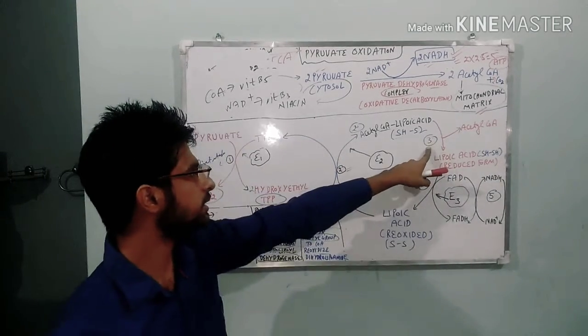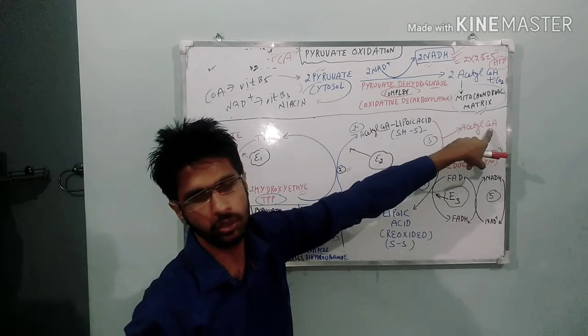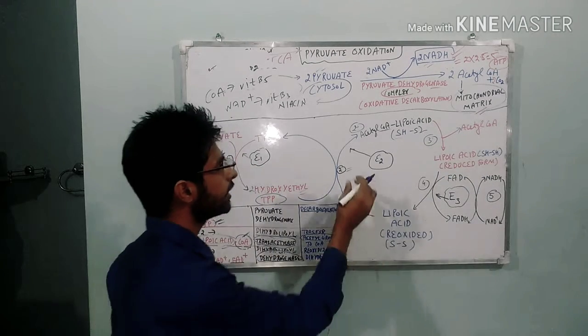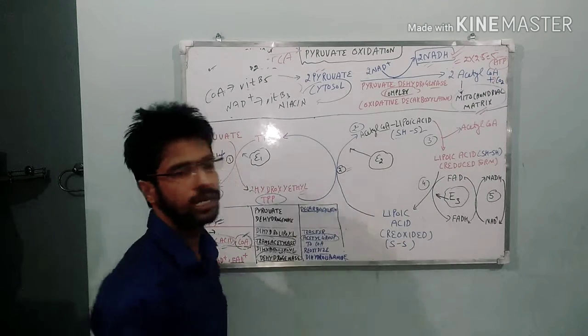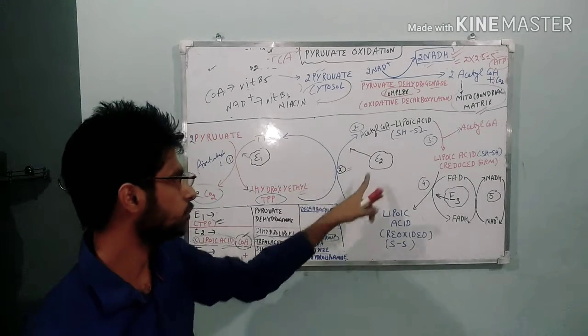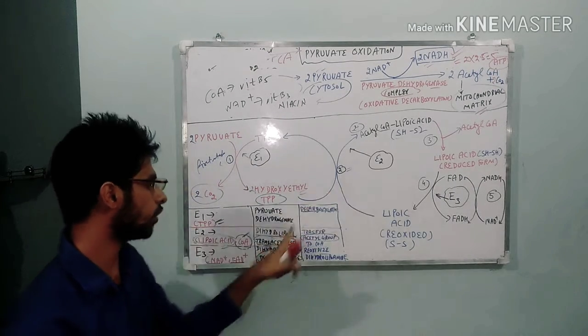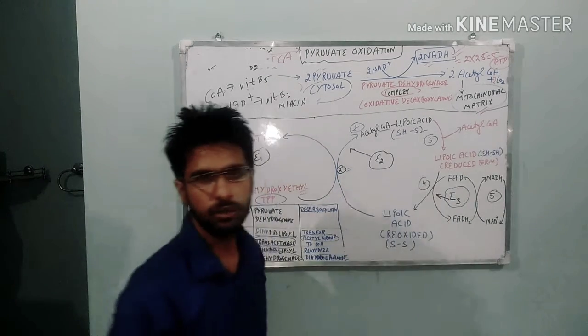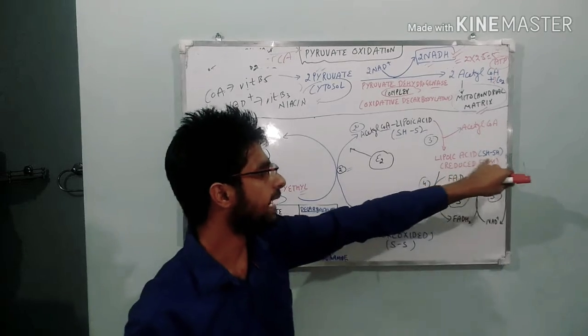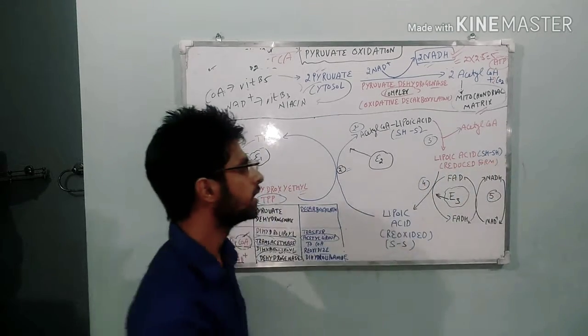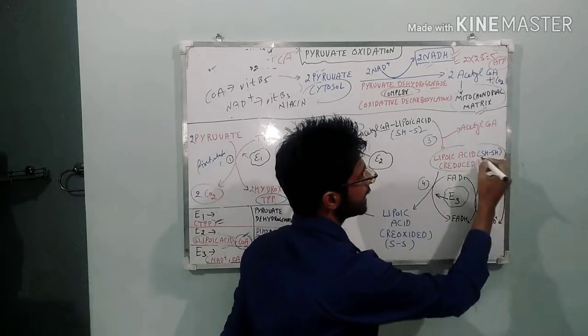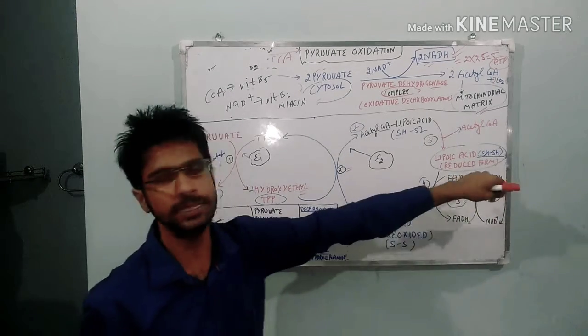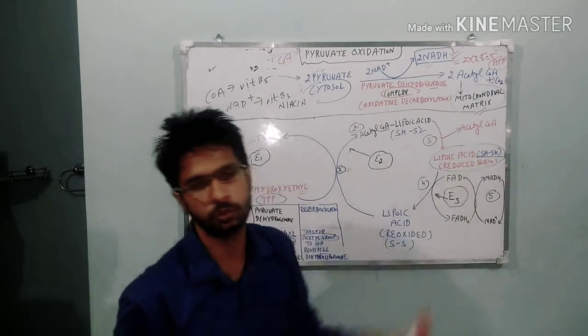This is the third step. The releasing out of the acetyl coenzyme is the third step, where the formation of the acetyl coenzyme is the second step. You have to know the enzymes involved in it, that makes it simpler. The acetyl coenzyme is removed out. Now the lipoic acid is present in the reduced form, SH and SH. Hydrogen is present, which means it is in the reduced form.